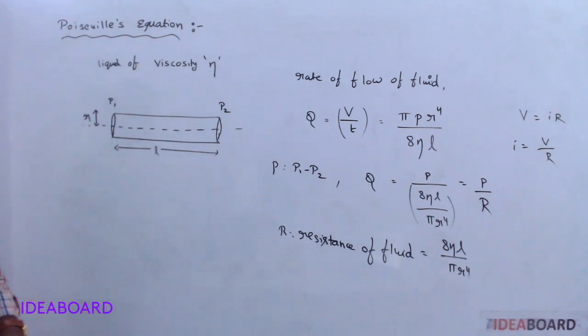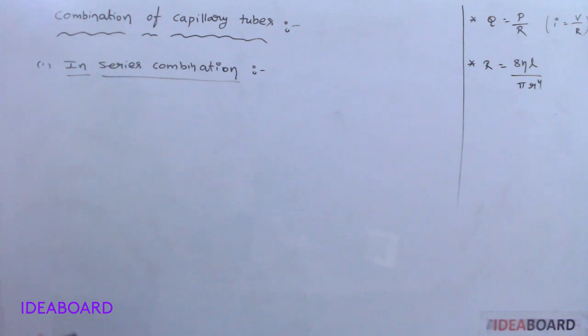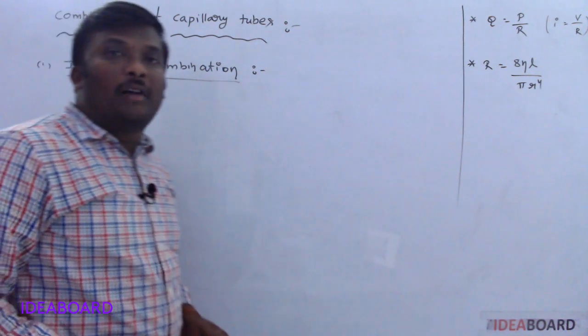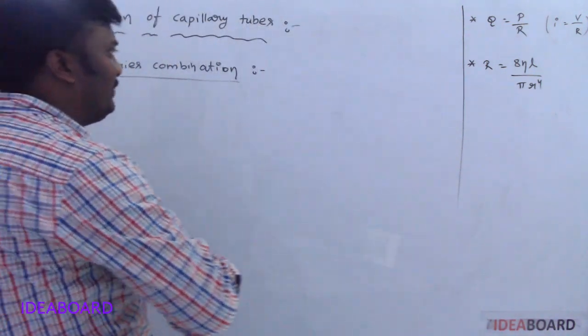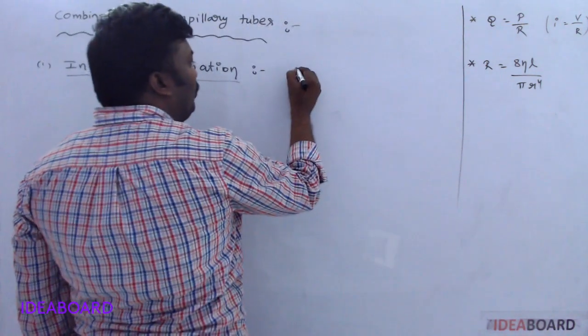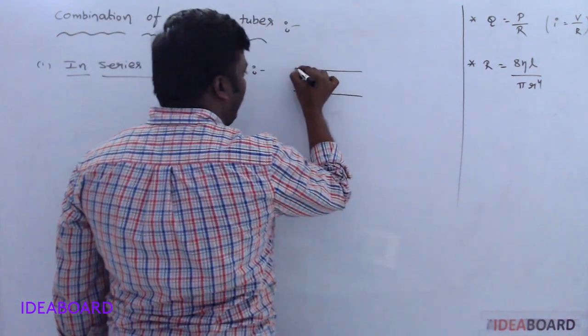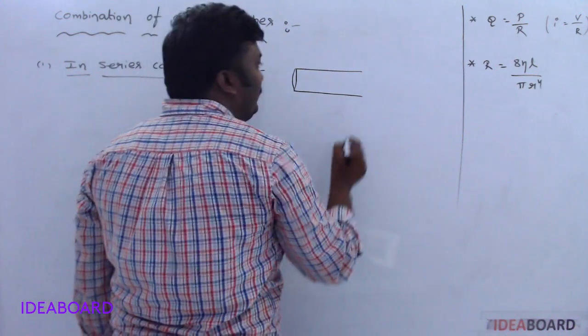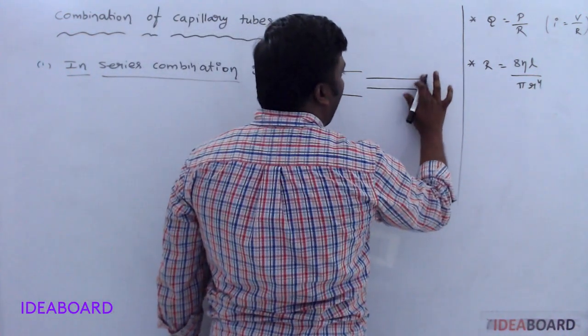Let us discuss. Please copy this one. Now let us see the combination of the capillary tubes. In that, the first combination is the series combination. In series combination, let us take two capillary tubes. This is the first capillary tube and this is the second capillary tube.